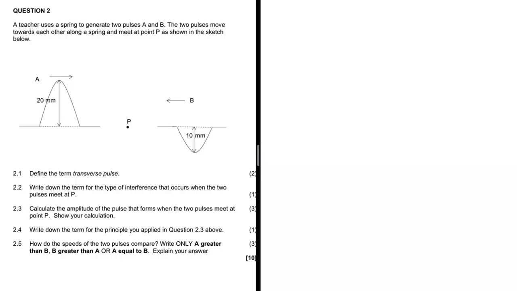That is also acceptable, right? So that is 2.1. The particles in the medium are moving perpendicular to the direction of motion of the pulse. Let's take a look at 2.2. Write down the term for the type of interference that occurs when the 2 pulses meet at P. So in A, the disturbance is above the equilibrium, and in B it is below the equilibrium. So we are going to have what we call a destructive interference, right? So that is the answer to 2.2.